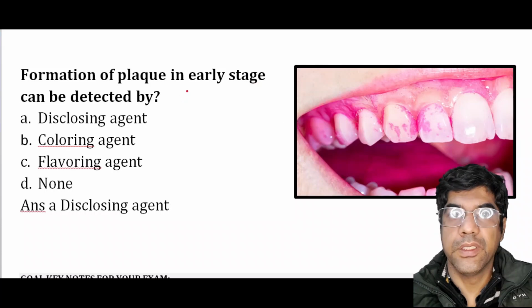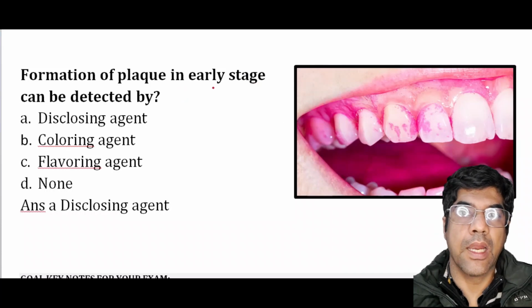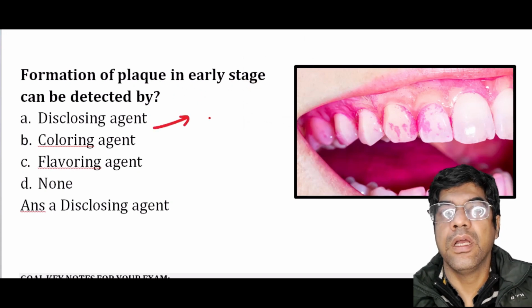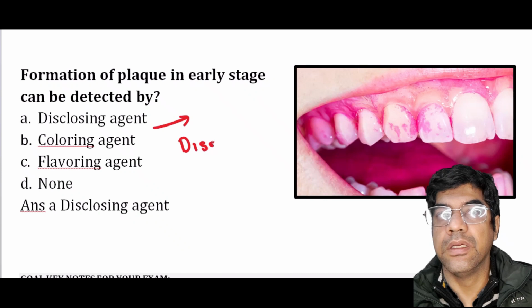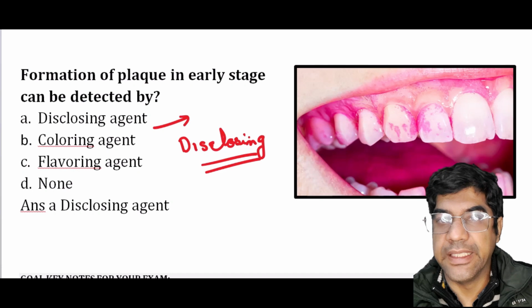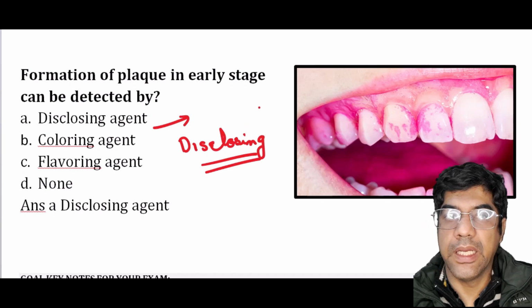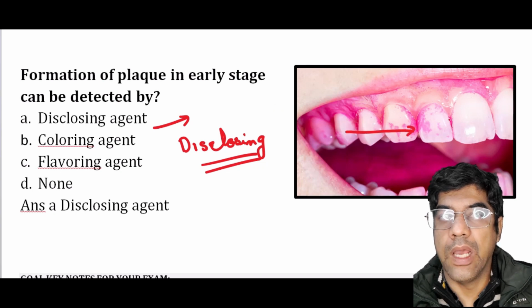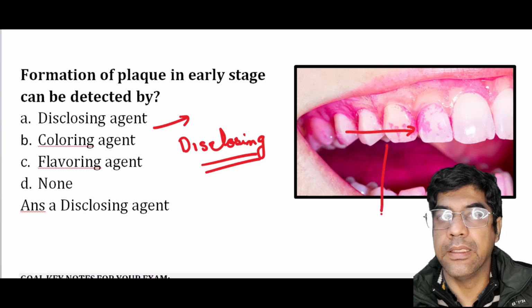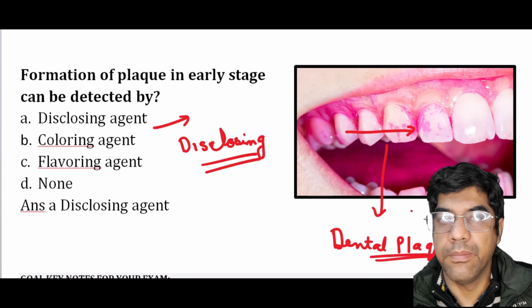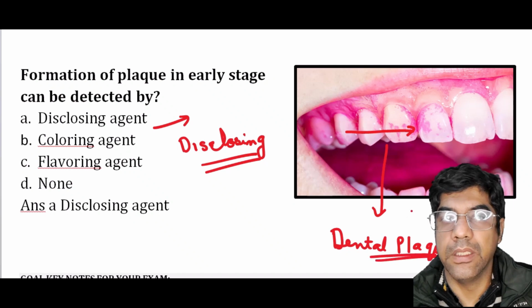Coming to the next question, the formation of the plaque in early stage can be detected by the... answer is a disclosing solution. So what are disclosing agents? Disclosing agents are substances that are applied to teeth to help to detect the dental plaque. So they basically color the dental plaque, making it easily visible.